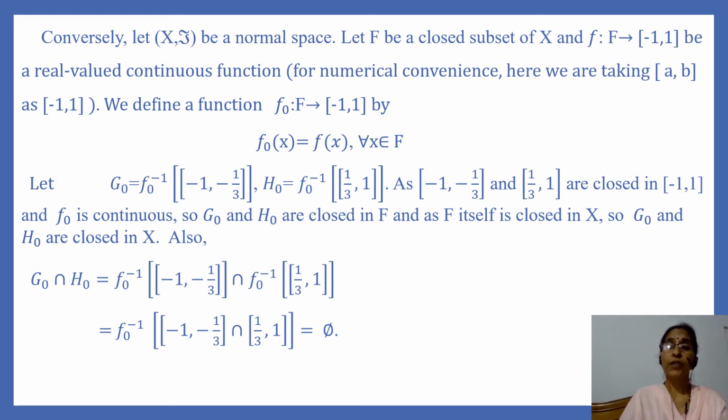Also, g naught intersection h naught is equal to f naught inverse of closed interval [-1, -1/3] intersection f naught inverse of closed interval [1/3, 1], and that will be equal to f naught inverse of closed interval [-1, -1/3] intersection closed interval [1/3, 1], and this is equal to the empty set.